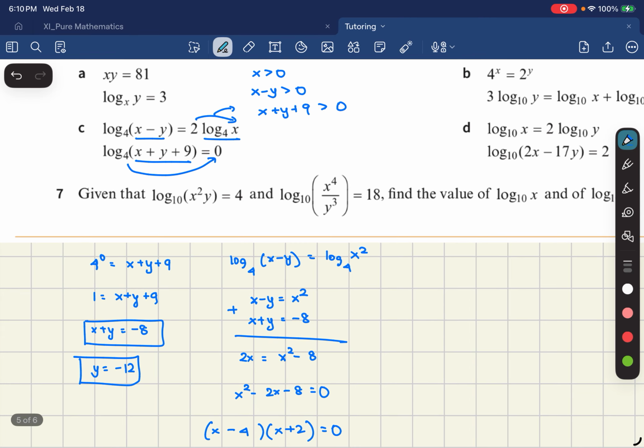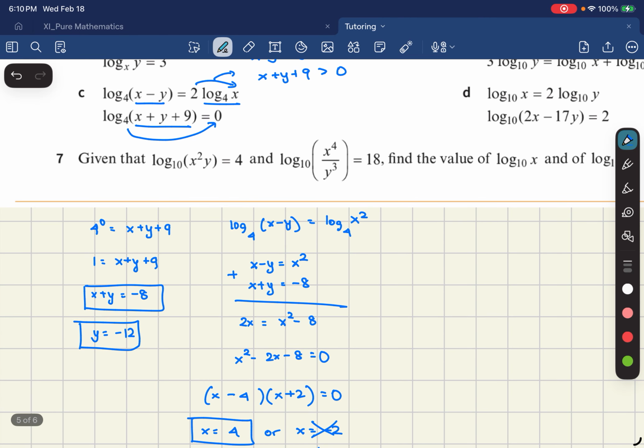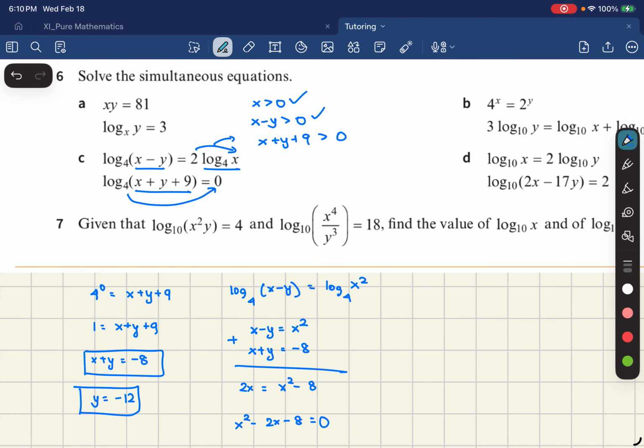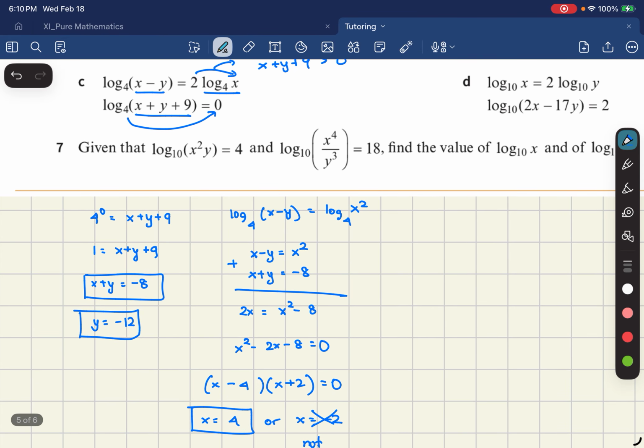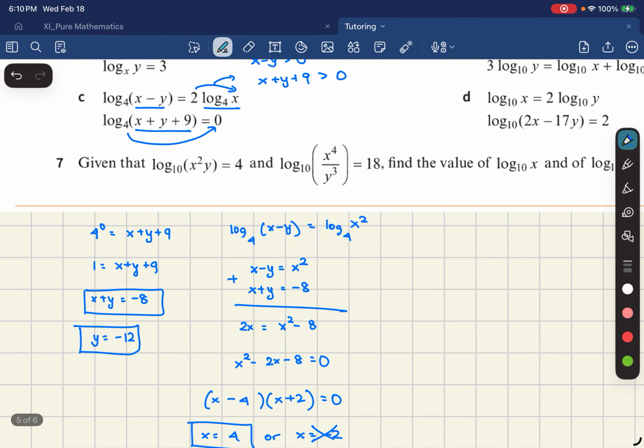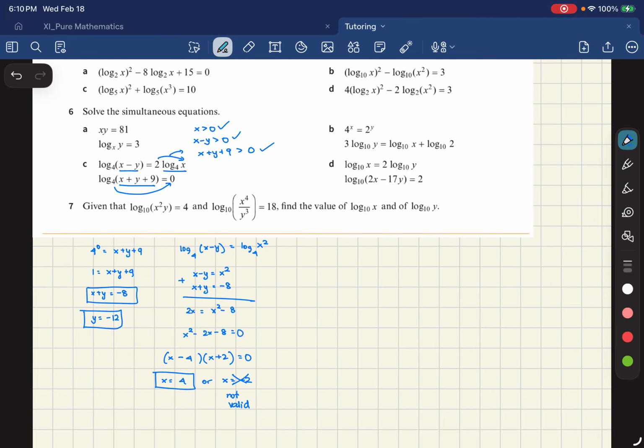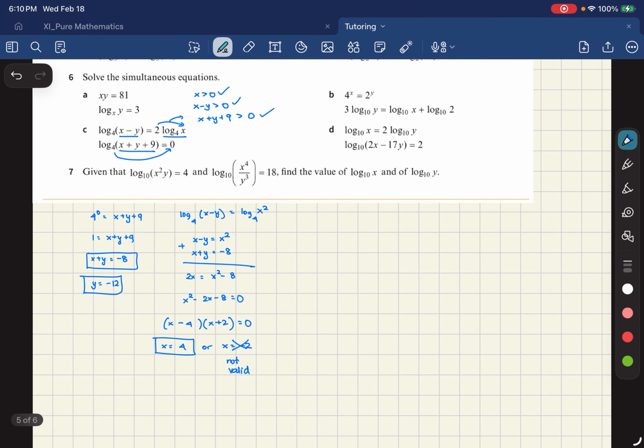And let's just check our conditions. If x is 4, 4 minus negative 12, that's 16, which is bigger than 0. So this is satisfied. And x plus y plus 9 must be bigger than 0. So x is 4, plus negative 12 is negative 8, plus 9 is plus 1, which is bigger than 0. So this works as well. So for C, the answer is x is equal to 4, y is equal to negative 12.